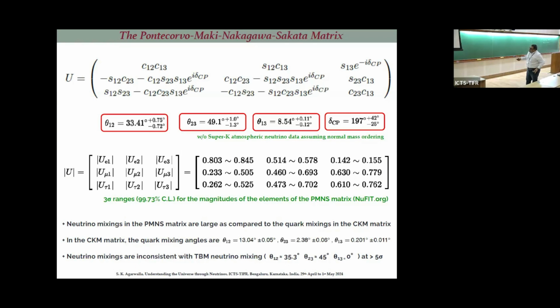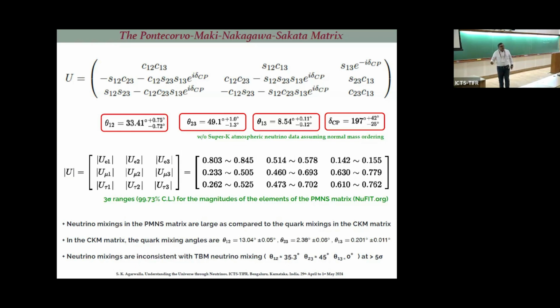So these are the elements of the U matrix, and you can see these are the 3 sigma ranges. You should appreciate that these ranges are quite large. Why am I showing you these numbers? So just stare at them. These ranges are quite large, and these are 3 sigma ranges. Another thing you should observe is that the off-diagonal elements are also not very small. They are quite large. That tells you that neutrinos love to mix. The mixing angles are large.